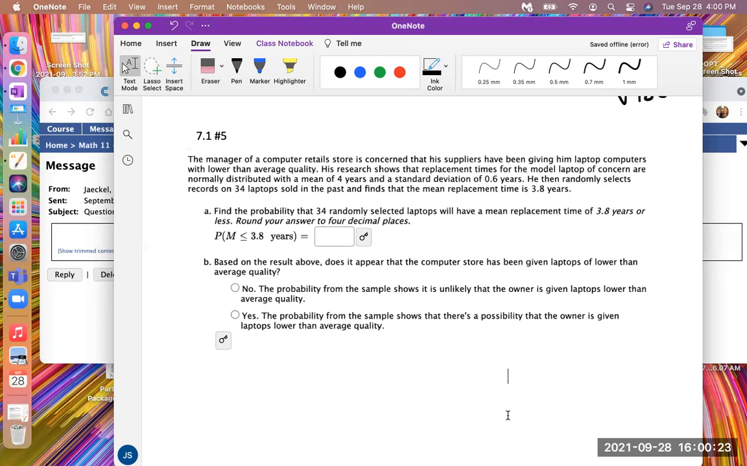So let's look at that. We find the probability that 34 randomly selected laptops will have a mean replacement time of 3.8 years or less. To understand this, we have to find the area under the curve, and the curve is called the sampling distribution of the mean.